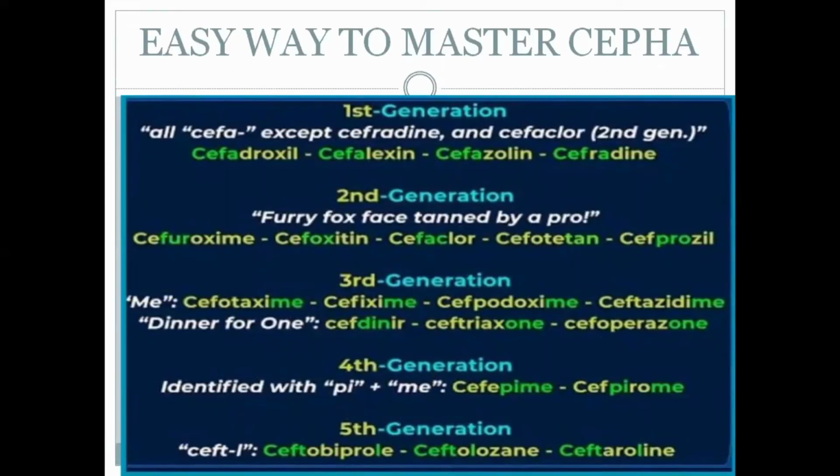So this is a way to master cephalosporins. In the first generation, you say that all CEPHA drugs except cephradine and cephaclor are first generation. So cefadroxil, cephalexin, cefazolin, and cephradine are first generation. So this is just part of memorizing, part of trying to classify them. Then when you know the mechanism of action of the first generation, you are in a position to know the exact drug and exact mechanism of action, and later on the dose and the contraindications. So that's it.